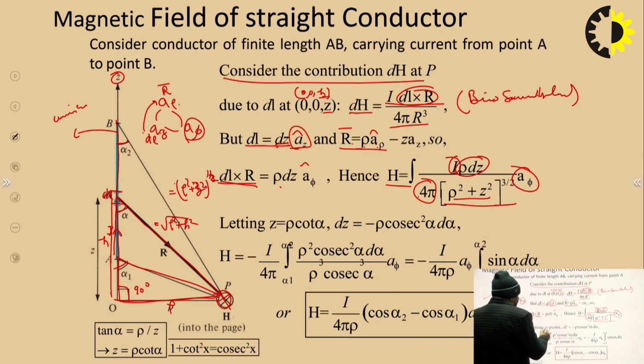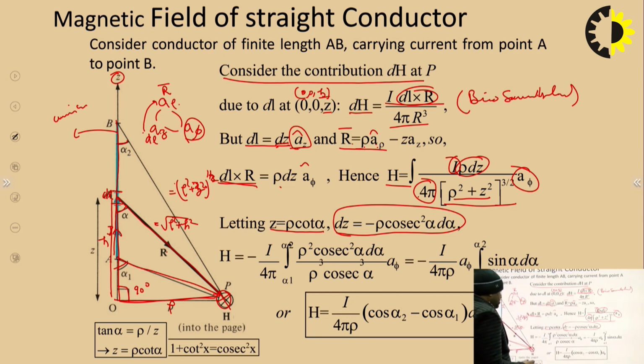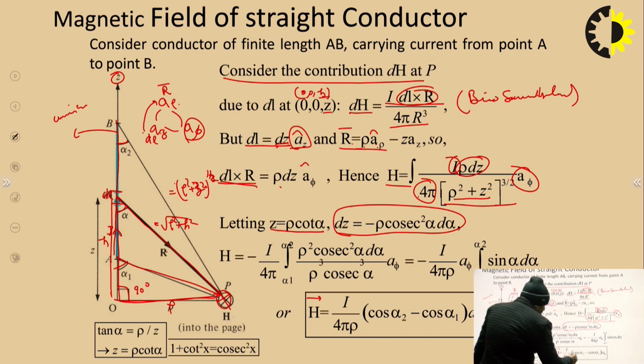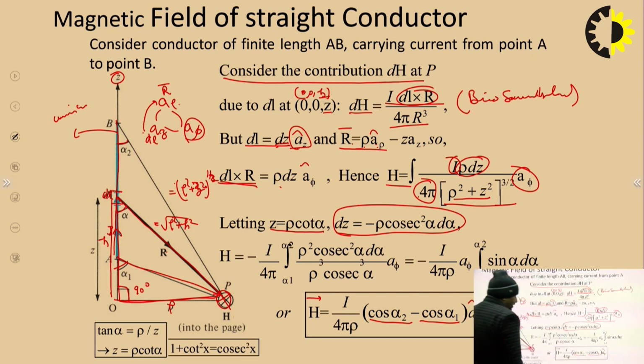So we put z is equal to rho cot alpha, and dz is taken by that particular formula. So we solve this integration. We find the magnetic field H in this system is equal to I upon 4 pi rho, cos alpha 2 minus cos alpha 1, in the direction of a phi, where tan alpha is equal to rho by z and z is equal to rho cot alpha.